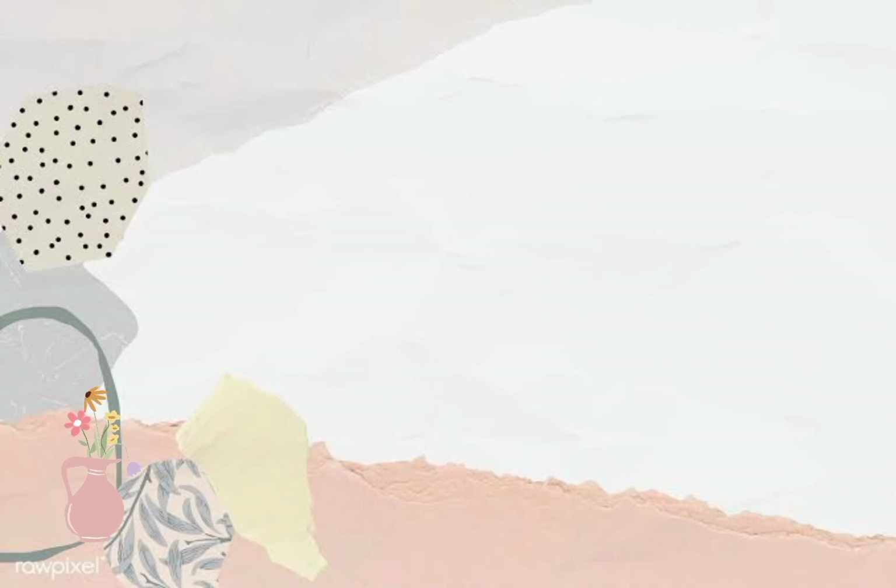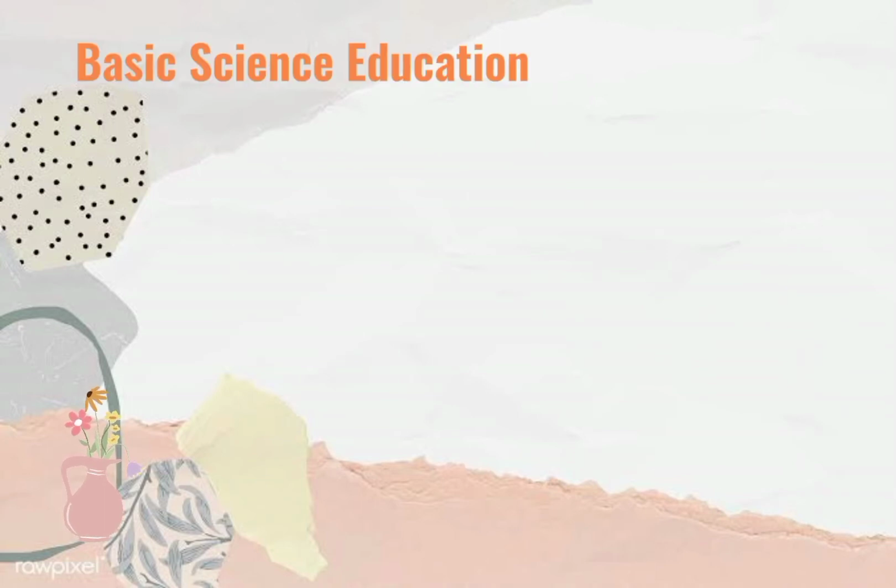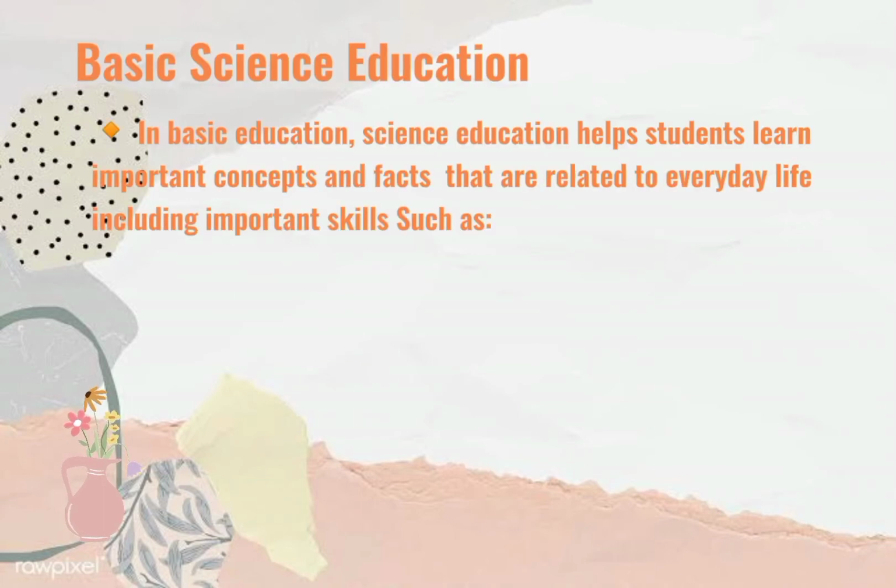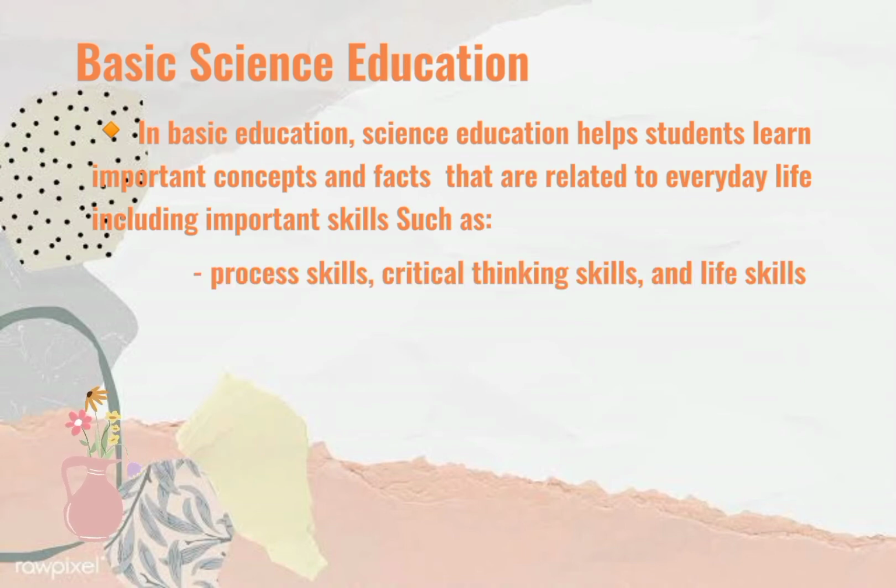First, we're going to talk about basic science education. It helps students learn important concepts and facts that are related to everyday life, including important skills such as process skills, critical thinking skills, and life skills that are needed in coping up with daily life activities.